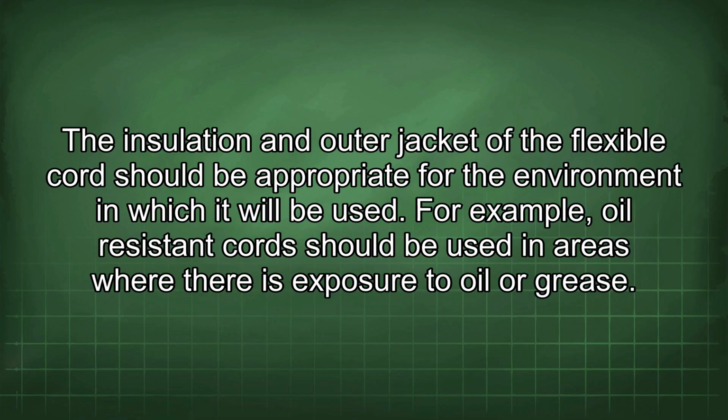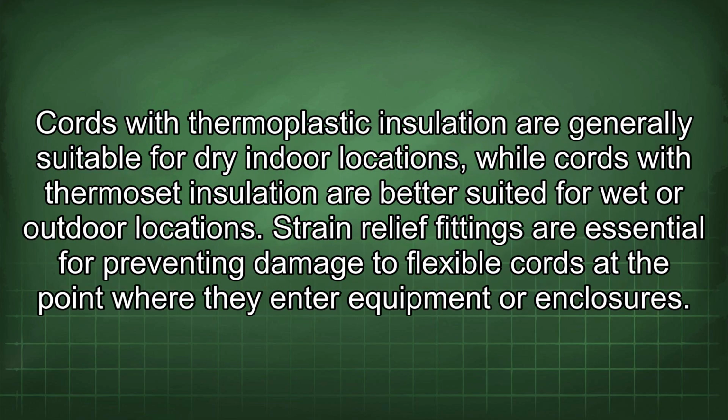The insulation and outer jacket of the flexible cord should be appropriate for the environment in which it will be used. For example, oil-resistant cords should be used in areas where there is exposure to oil or grease. Cords with thermoplastic insulation are generally suitable for dry indoor locations, while cords with thermoset insulation are better suited for wet or outdoor locations.